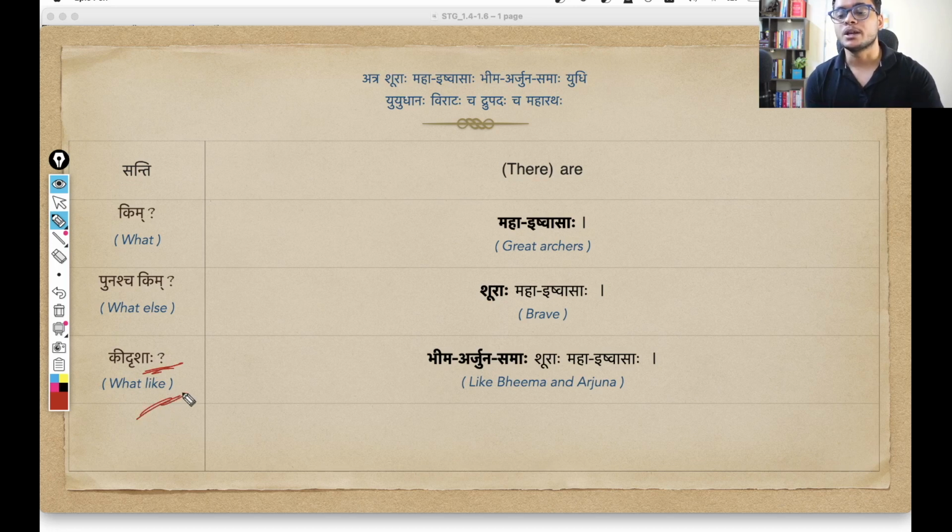Kidrishaha means, like what? That these great archers and these brave hearts, what were they like? And the response is Bhim Arjun Samaha. To understand this word, let's see this word Sama.